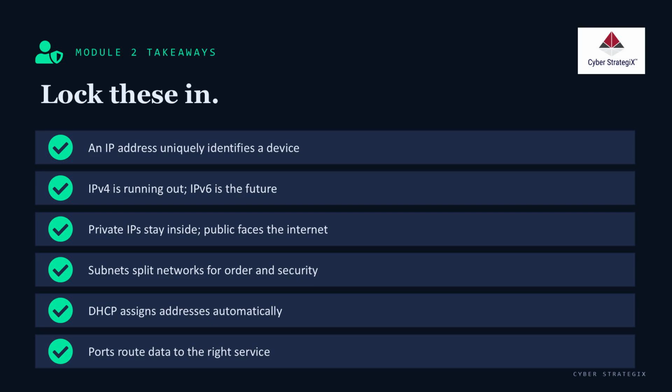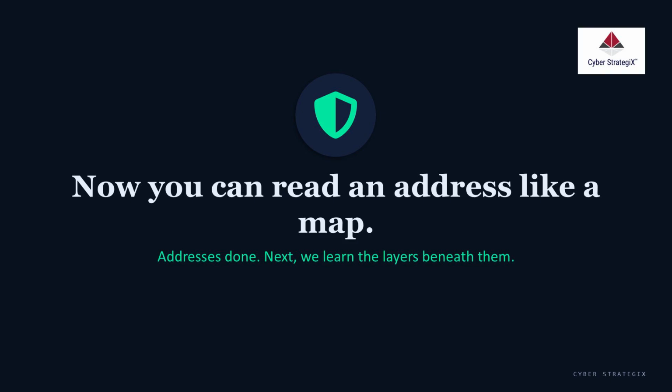Let's lock in Module 2. An IP address uniquely identifies a device. IPv4 is the common format, but it's running out, so IPv6 is the future. Private IPs live inside your network while a public IP faces the internet. Subnets split big networks for organization and security. DHCP assigns addresses automatically, and ports route data to the right service on a device. Solid foundation. That's Module 2.